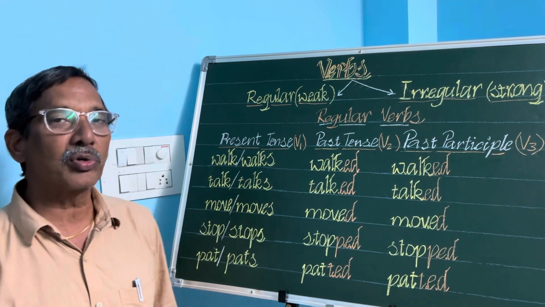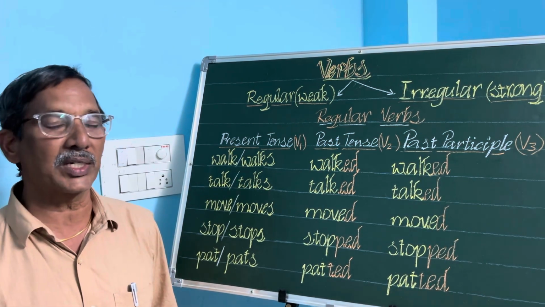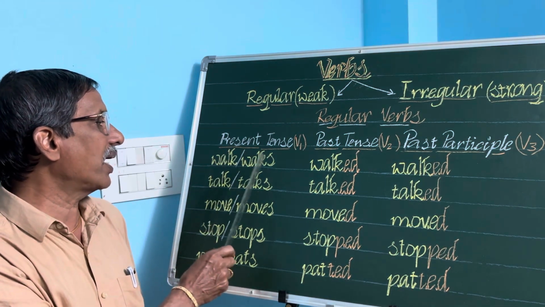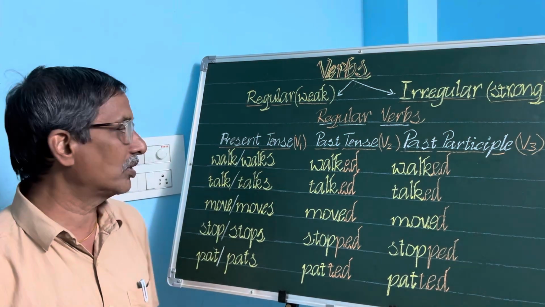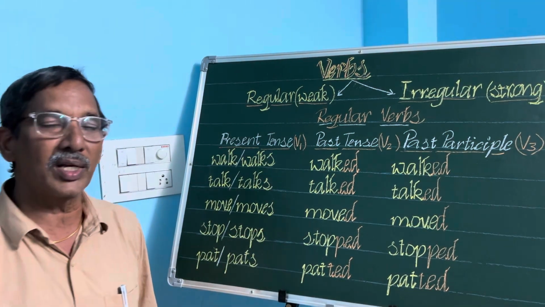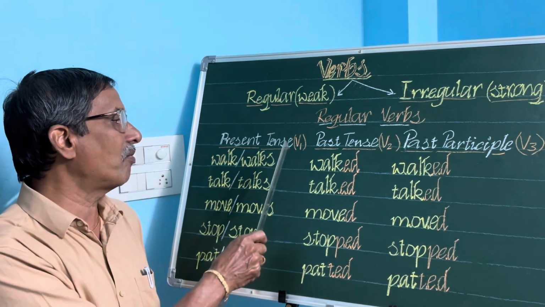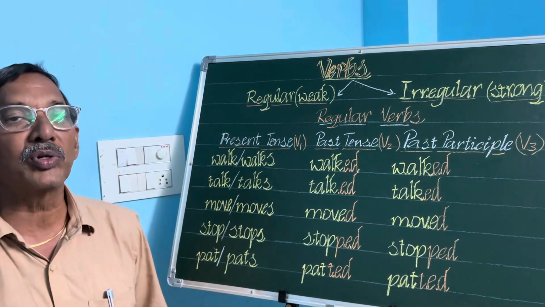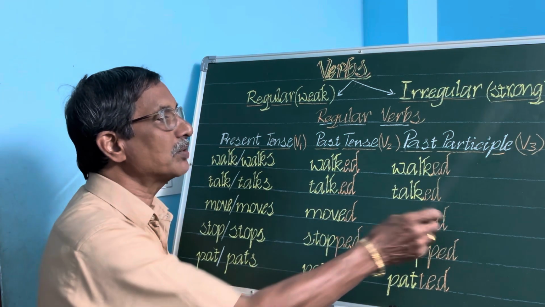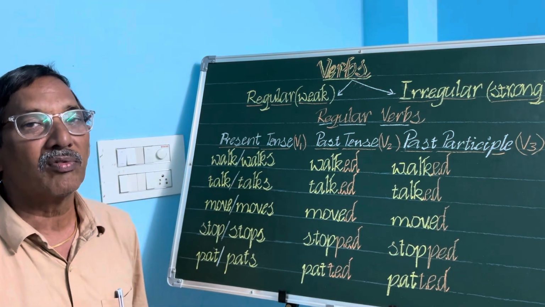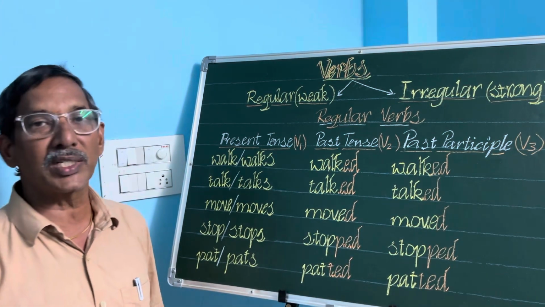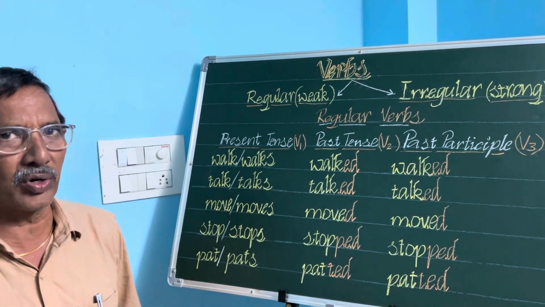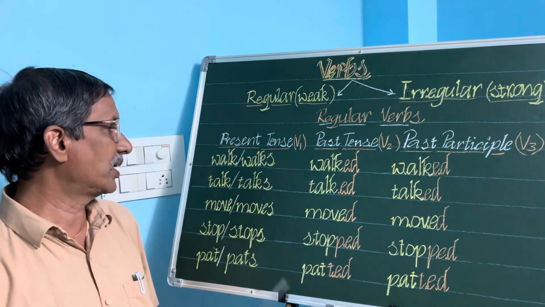Let us see how to form the past tense and past participle forms of regular verbs. We have walk here. Walk and walks both are present tense verbs. The present tense verb is also called verb form 1, that is V1. Past tense verbs are also known as verb form 2 or V2. The past participle form is also called verb form 3. And we have the present participle, which is called verb form 4. We'll see what verb form 4 or the present participle is in our discussion.